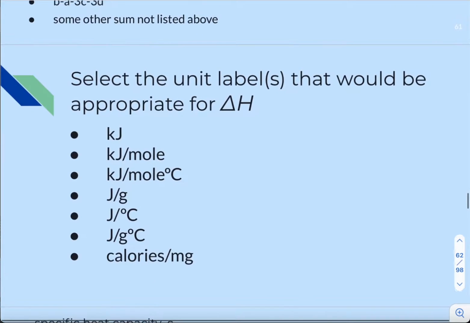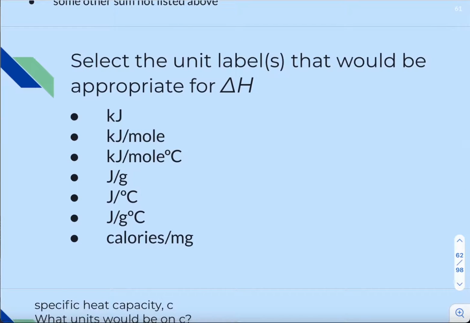So now we're going to talk about units for some of these things that we've been learning about, okay? Now, delta H is energy over amount. So you just go through and pick any that say energy over amount. So kilojoules per mole, kilojoules is energy, amount is mole. Joules per gram, calories per milligram. All of those could be appropriate for delta H.